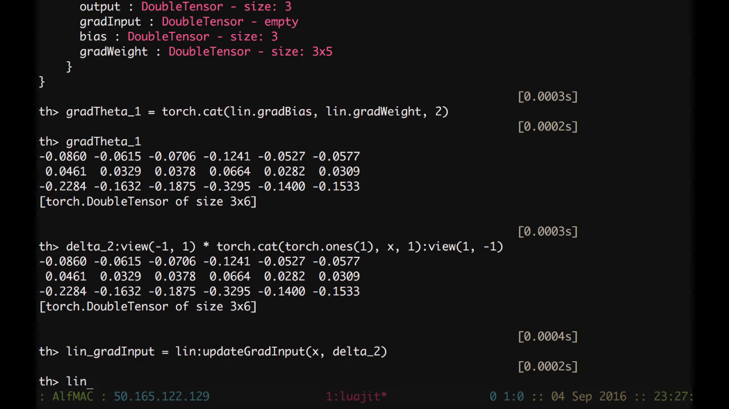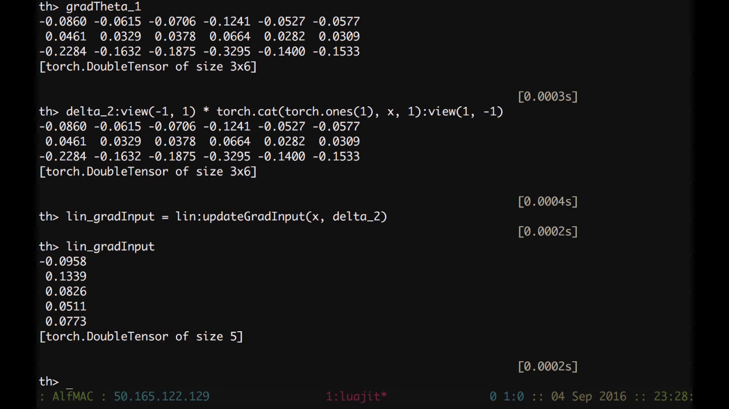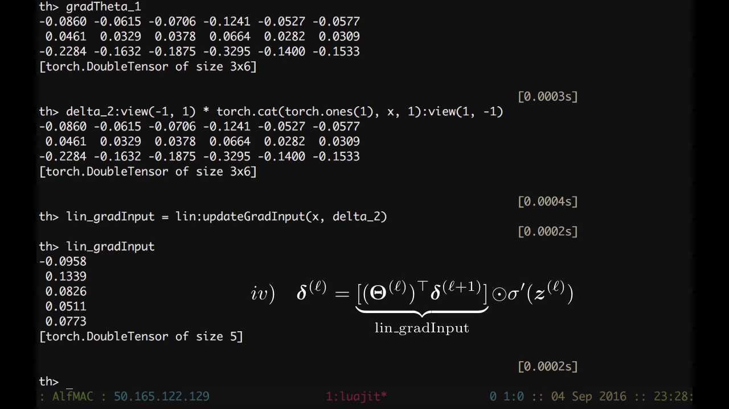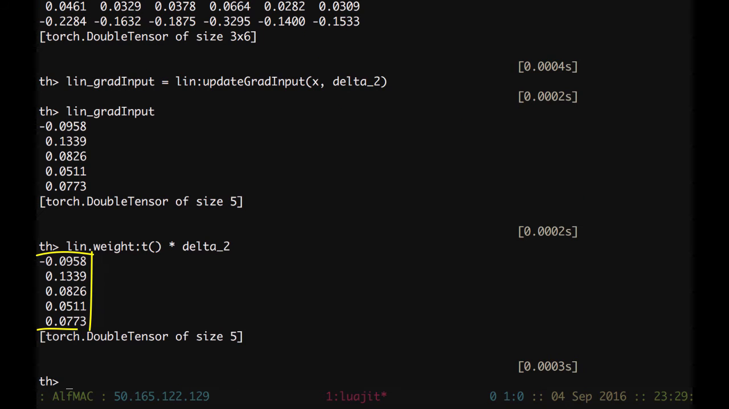And this one, let's see, is going to be of the same dimensionality as the input, which was 5. This is still because we are using the Hessian notation, or the denominator layout. Let's verify these numbers are also correct. As we recall from equation 5 that we saw earlier today, we can compute this by using the matrix lin.weight transposed, applied to delta 2. And there we go. So we verified that all the computations are correct and we obtain consistent results.